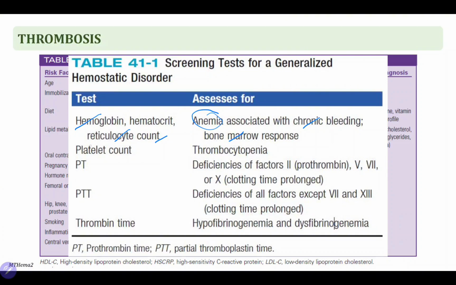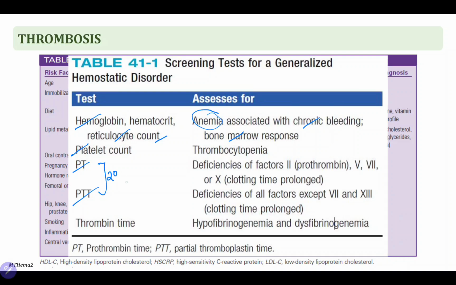count. Okay? There's also the platelet count, of course, because you have to determine whether it's a quantitative or a qualitative platelet disorder. Okay? And then you also have your PT and your PTT, your pro time and your partial thromboplastin time. Just remember that your PT and PTT assess your secondary hemostasis or your coagulation factors.